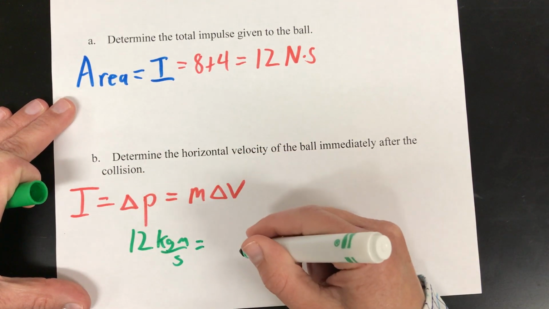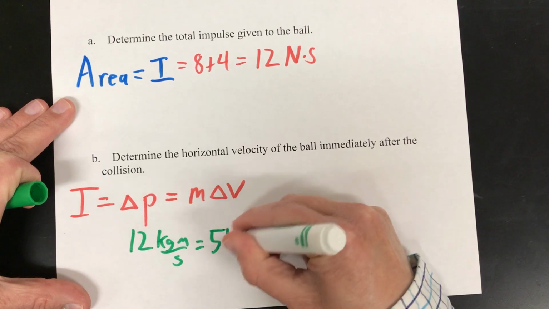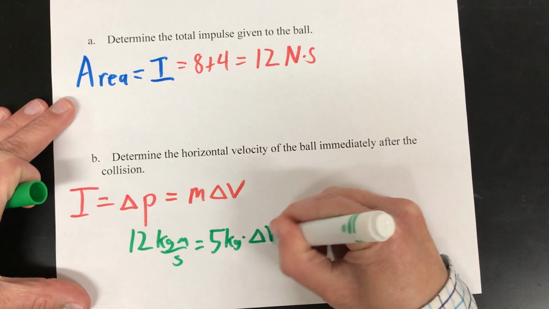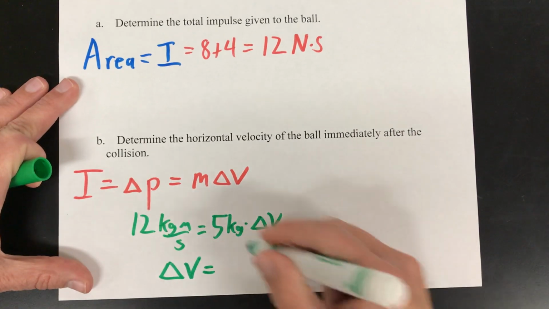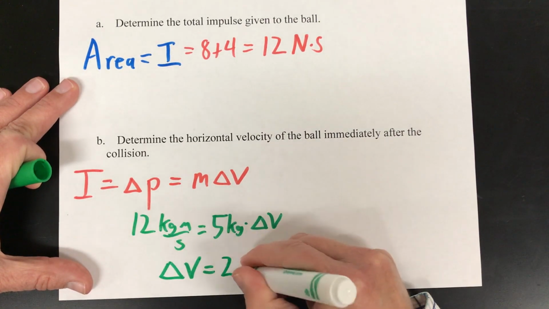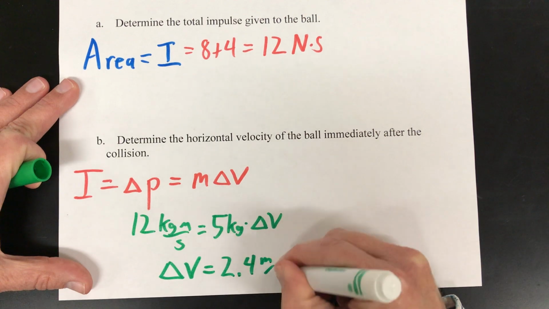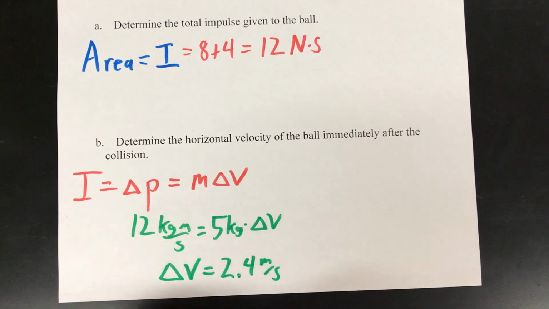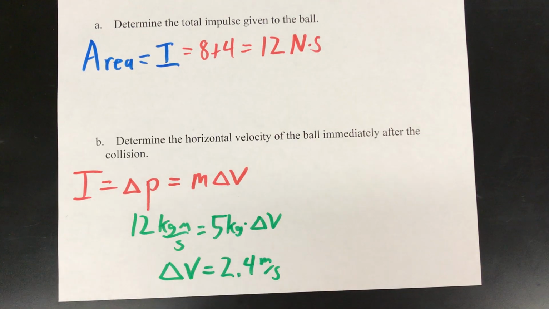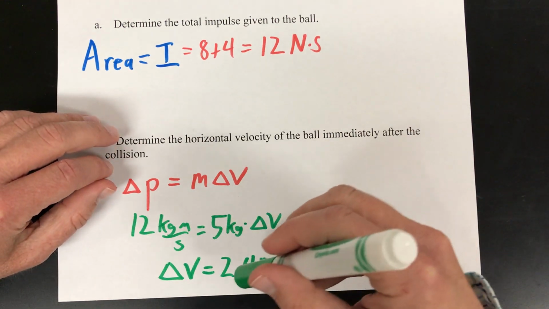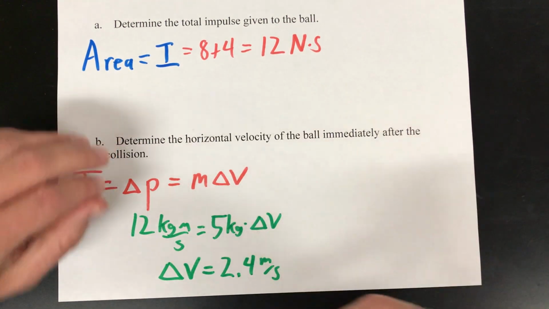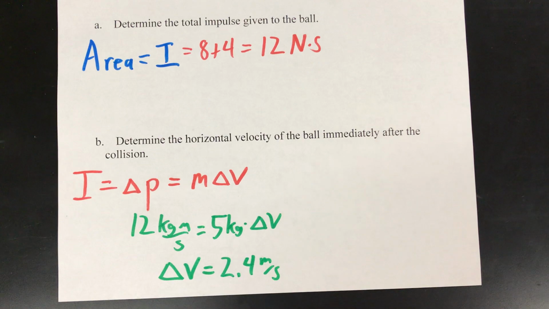The mass they told us for this ball was 5 kilograms. So we can solve for that change in velocity. And that change in velocity, 12 divided by 5, is 2.4 meters per second. Now, careful, this is the change in velocity, not necessarily the final velocity. But in this particular case, since we started at 0, it is both the change and the final velocity. So 2.4 meters per second.